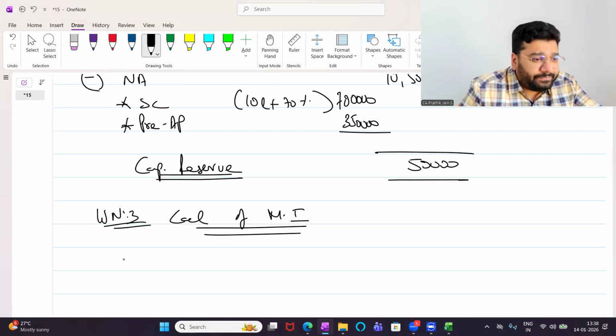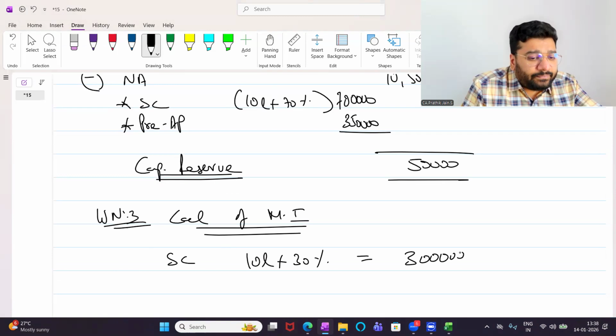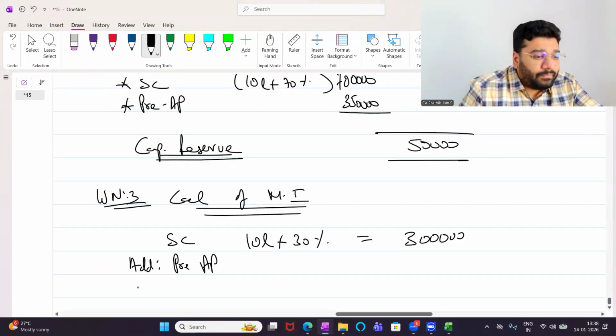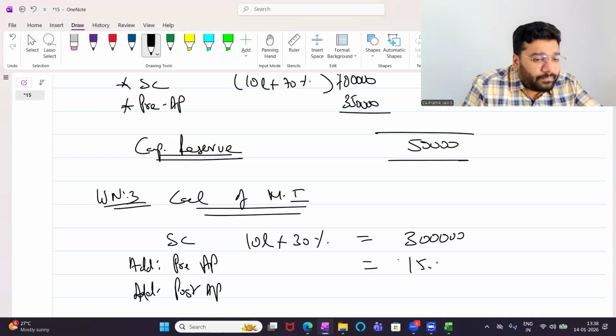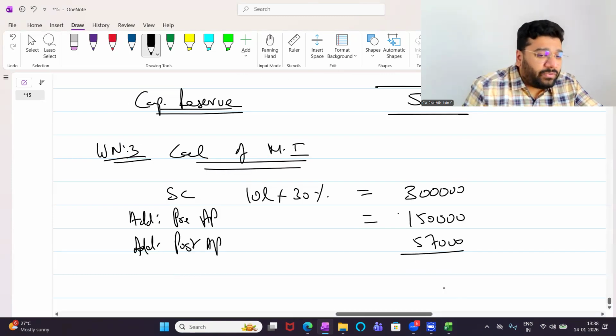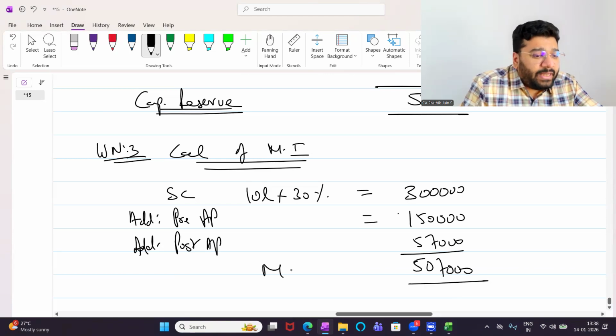Working note number 3, calculation of minority interest. Share capital is how much? 10 lakh into 30%, which is 3 lakh. Add pre-acquisition profit, 1,50,000. Add post-acquisition profit, 57,000. Total 5,77,000. Less 5,07,000. This is minority interest.